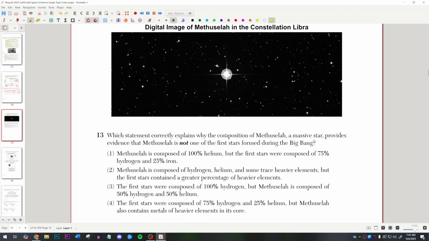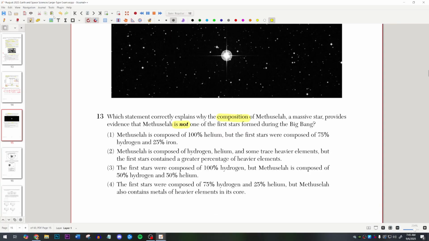Which statement correctly explains why the composition of a massive star, so composition, what it's made of, provides evidence that it's not one of the first stars that formed. All right, let's see. Methuselah is composed of 100% helium, but the first stars were composed of 75% hydrogen and 25% iron. Okay, stars. So no, it's not going to be composed of iron. Iron forms at the very end of the life of a star. So I would say that's probably wrong.